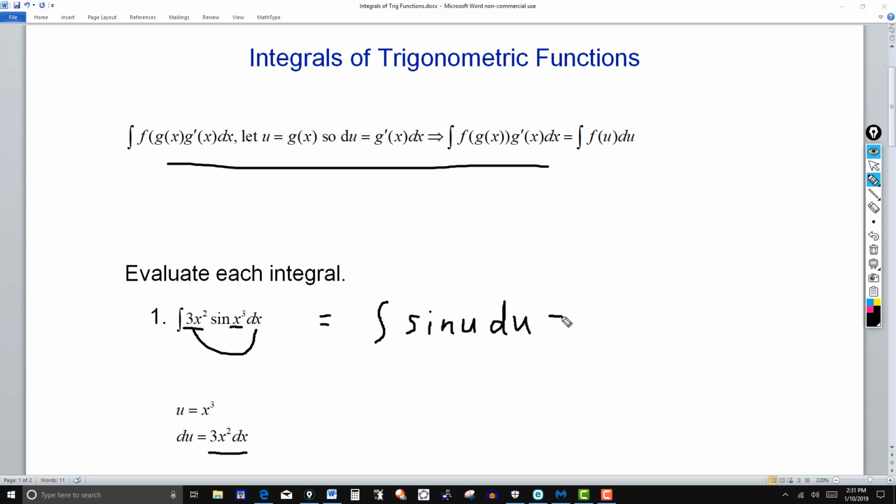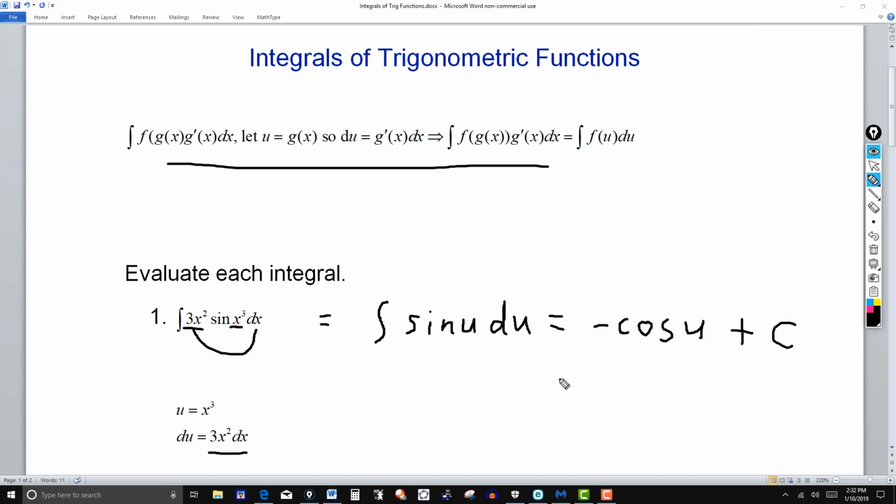And now this should be easy to integrate. In some of the more advanced problems, you might have to do some other kind of substitution, but the idea is to simplify the integral. So now we just simply have to know the antiderivative of sine, which is minus cosine. And we're integrating here with respect to u, so this will be u. And you're always going to have your constant of integration when you're dealing with an indefinite integral.